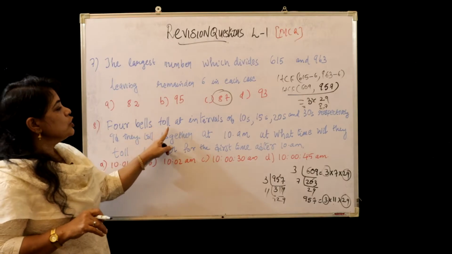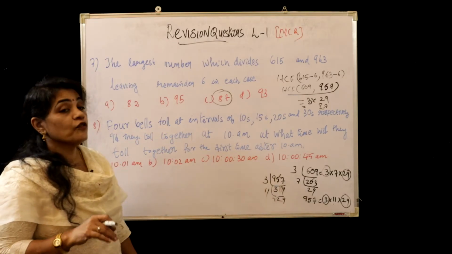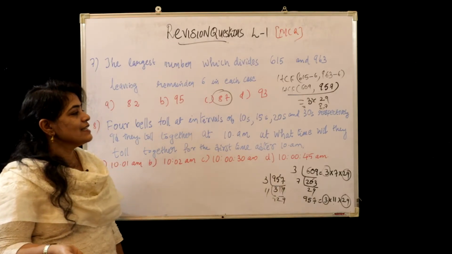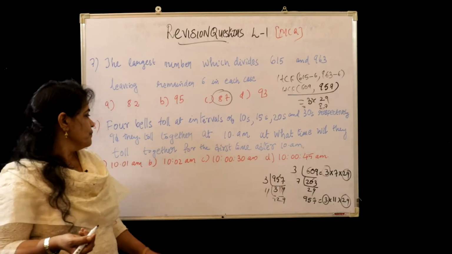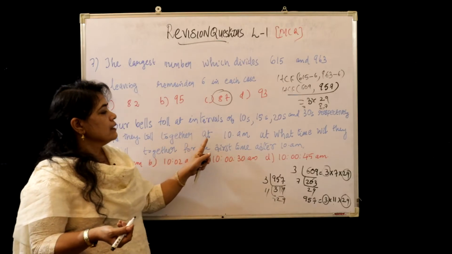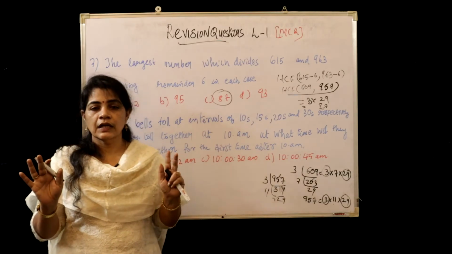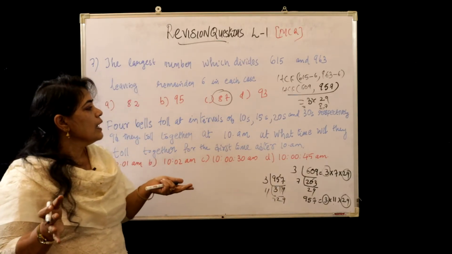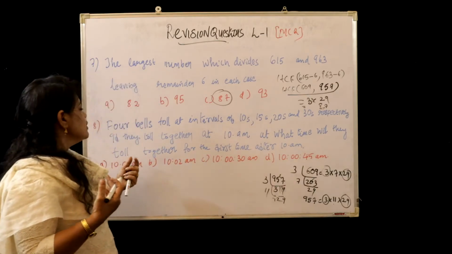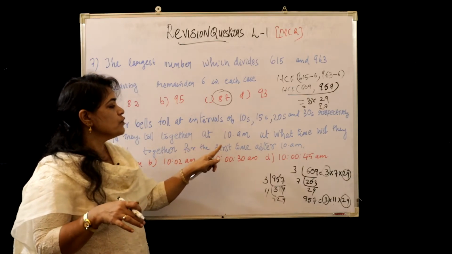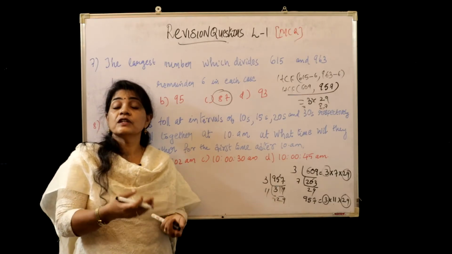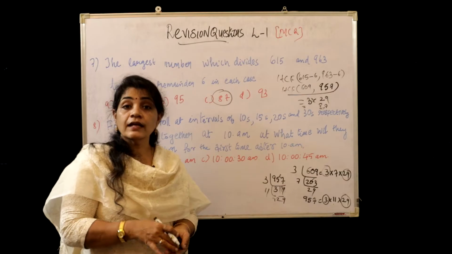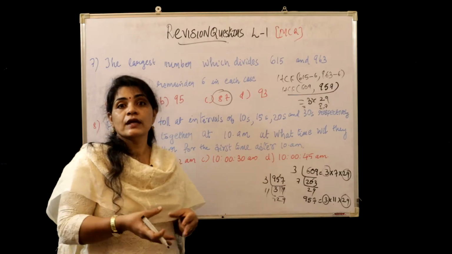4 bells toll at intervals of 10 seconds, 15 seconds, 20 seconds, 30 seconds respectively. They will toll together at 10 a.m., 10 o'clock in the morning. At what time will they toll together for the first time after 10 a.m.? After 10 a.m. At what time will they toll together?